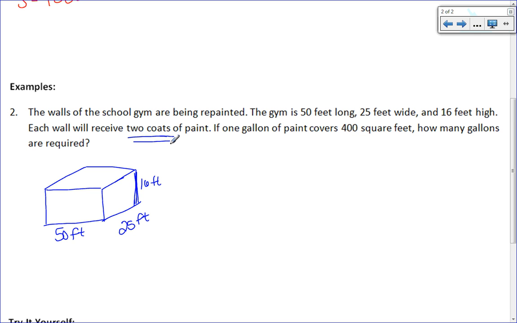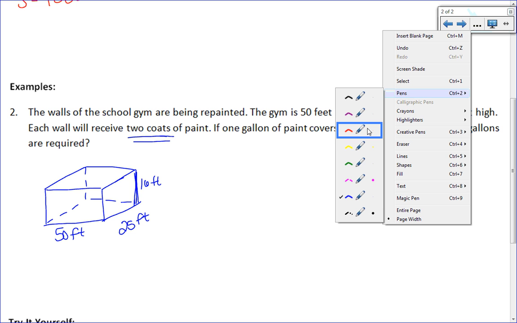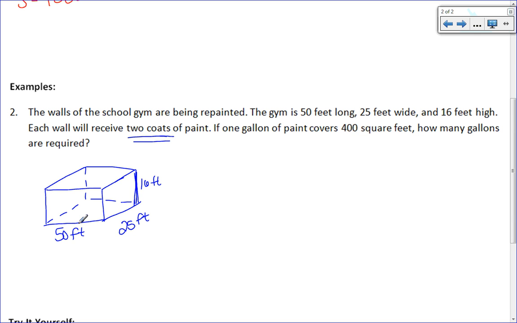In order to figure out how many gallons, we're going to need to know how many square feet we need to cover. So keep in mind here, only the walls of the school gym are being repainted. So we're not painting the ceiling, we're certainly not painting the floor. We only want to paint the walls. So here, we're not going to find surface area, we're just going to find lateral area because those are the only surfaces that we actually want to paint. So if we're talking about the lateral area being the walls, then this at the bottom will be the base.